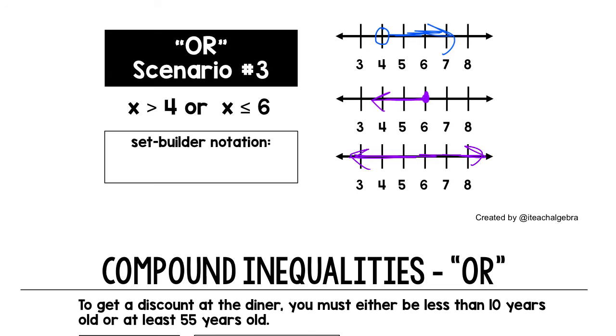That means there is no number on this line that would make it untrue. So our set builder notation, that's the worst bracket ever. That's not much better, but oh well. X given that x is all real numbers is a solution, because anything is greater than 4 or less than or equal to 6.